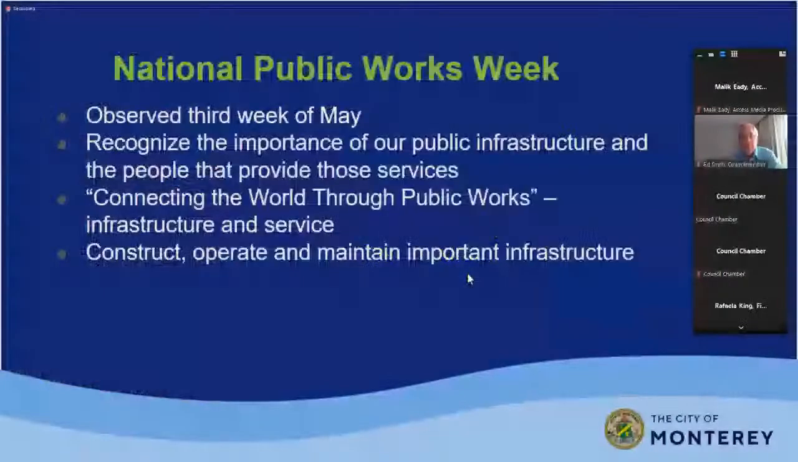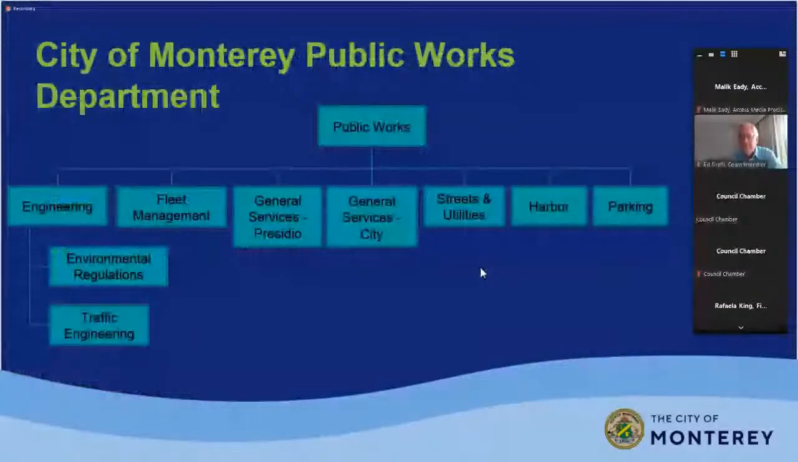You might be asking, who is Public Works? Public Works is composed of eight divisions: Public Works Administration, Public Works Engineering, Environmental Regulations, Traffic Engineering, Construction Management, Fleet Management, General Service for the Presidio, General Service for the City, Streets and Utilities, Harbor and Parking.